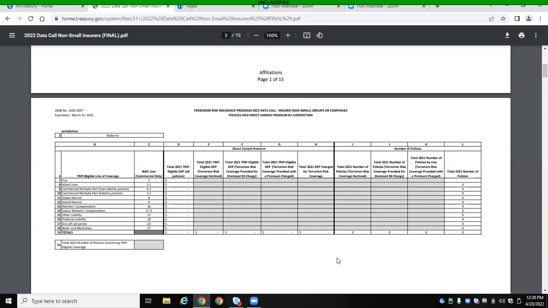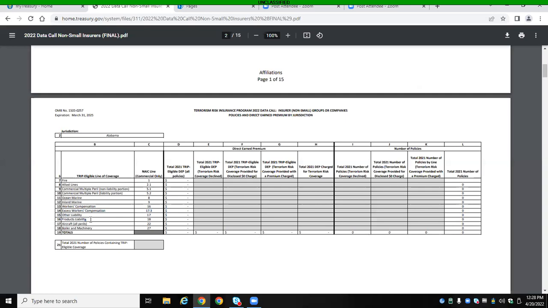Professional liability or E&O coverage is excluded by statute from TRIP. However, that for state reporting purposes otherwise falls within other liability, line 15 here. So you should not include that figure within any data you report in this data call.